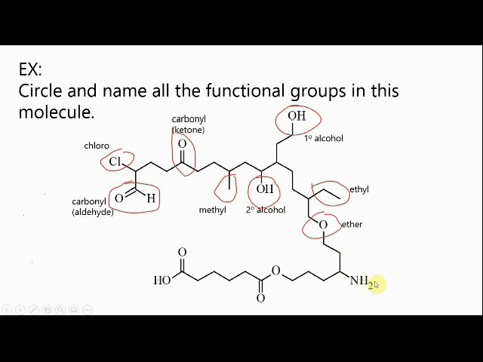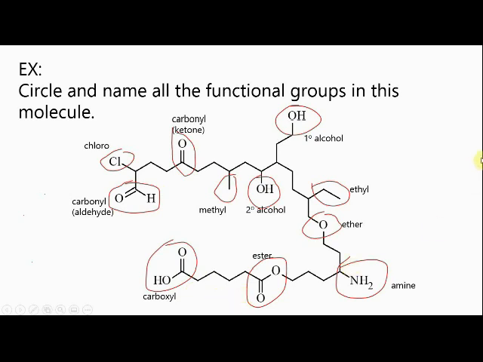This nitrogen with two hydrogens on it is an amine. This oxygen in the middle of the chain with a double bonded oxygen next to it is an ester. And the alcohol with the double bonded oxygen on the carbon next to it is a carboxyl group, to make a carboxylic acid, obviously.